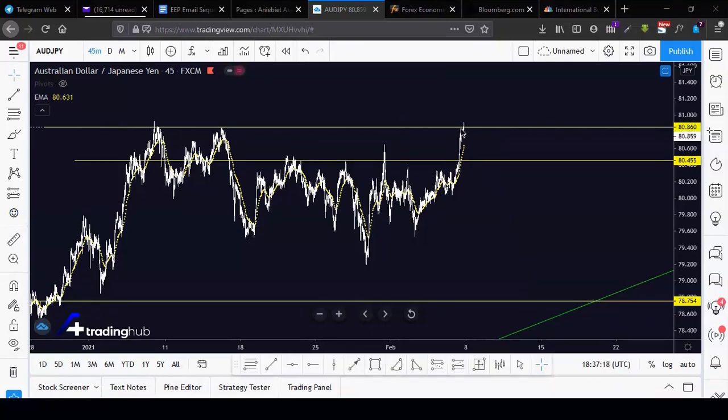But if that is not happening and you see price keep pushing up slowly, let it go. When you get a rejection, then you sell to the downside. So look for selling opportunities on AUD JPY. That is for next week.